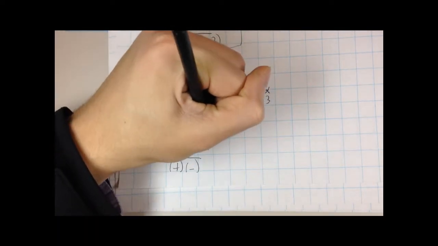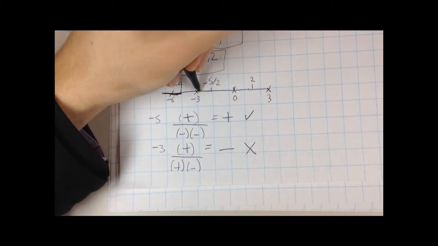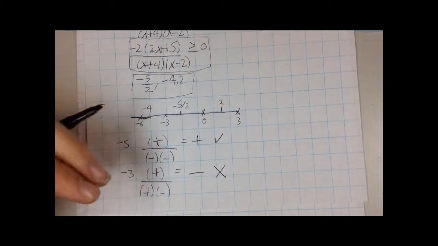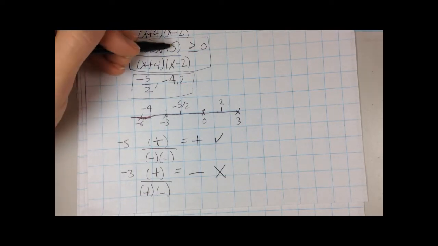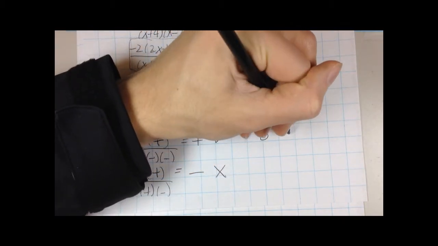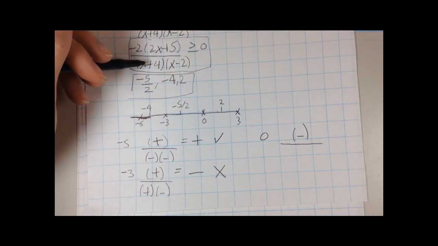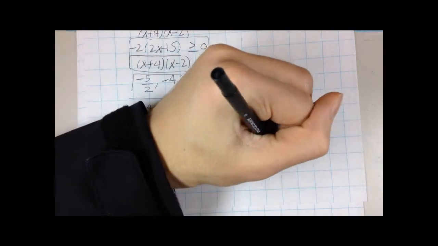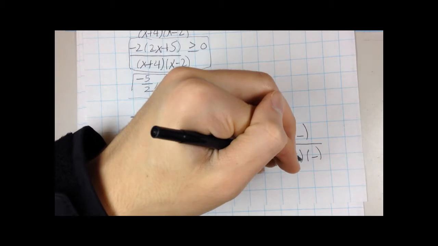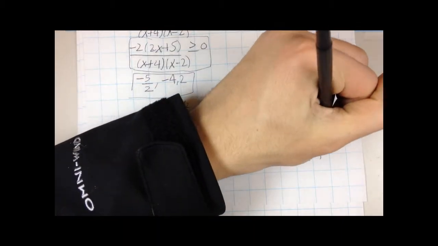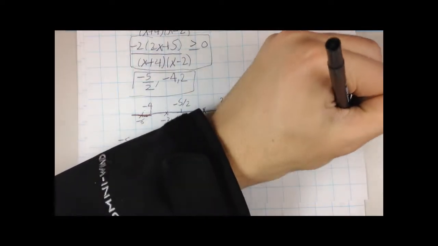And that's going to give us a negative number, and a negative number is not greater than or equal to 0. So this interval here will not be included in our solution. Then we can just plug in 0, and on the top we're going to get a negative number because it's going to be 5 times negative 2. So at 0, we're going to get a negative. And on the bottom, it's going to be x plus 4, so that's going to be a positive number and a negative number. And so negative over a negative, that's going to be a positive number. So at 0, all the numbers from negative 5/2 to 2 will be included in our solution.